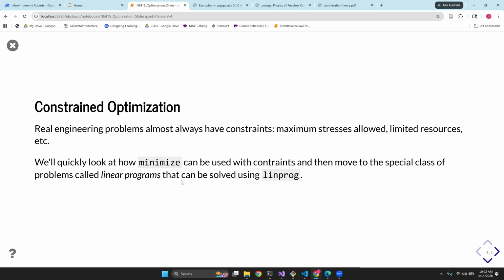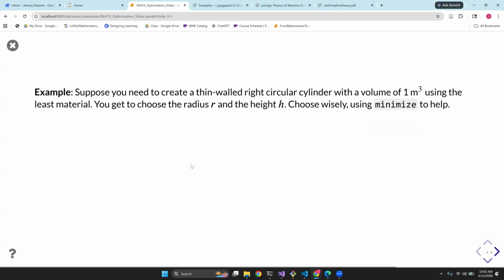All right. Let's use minimize, and we'll do it for a simple problem, and then we'll get on to the linear program. So let's consider a problem that is probably pretty easy to understand, and maybe one that you can answer without using minimize. But what we want to do is create a thin wall right circular cylinder with a given volume, which in this case is a meter cubed. We get to choose that radius r and the height h. What we're trying to do is use the least material, okay?